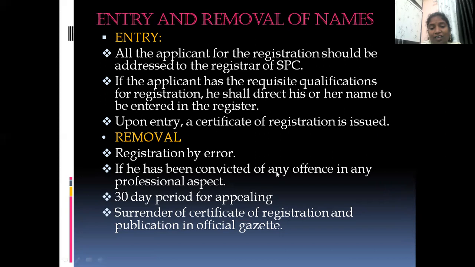Okay, and if he is convicted of an offense, if he is doing any wrong things, their names will be removed from this book. If as a registered pharmacist, or while practicing pharmacy, he commits any offenses, their names will be removed from this book, and they surrender the certificates. They will collect their certificates, and the surrender of the certificates and the removal from the register will be published in the gazette. So they will take their certificates back, and that will also be published in an official gazette.